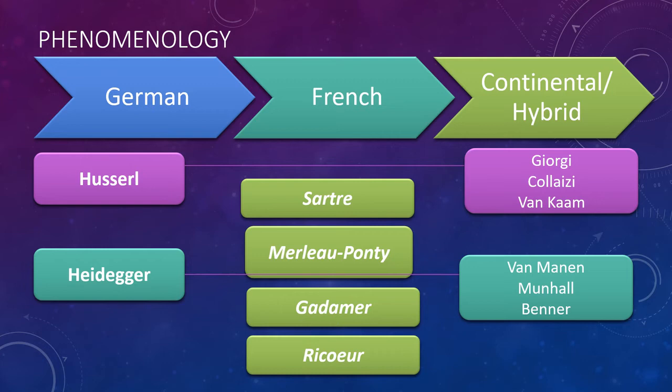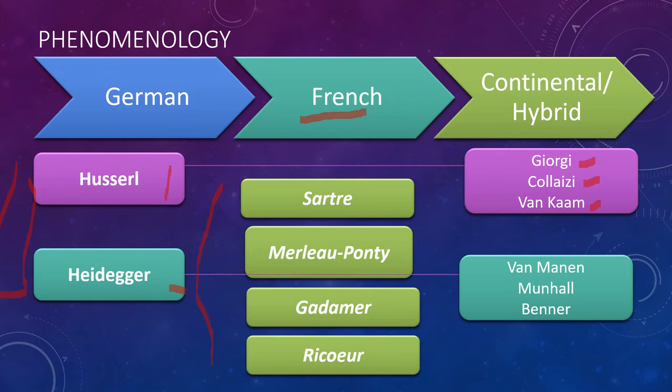We have to understand that the Germans, Husserl and Heidegger, were the first ones who started this movement. And then the French, like we said, started to emerge, like Sartre, Merleau-Ponty, Gadamer, Ricoeur. And many of their works are influenced by Heidegger, okay? And then there's the Dutch and some of the North Americans who also created their own variant of phenomenology. So there's Giorgi, Colaizzi, Van Kaam. They are more aligned with Husserl's descriptive phenomenology.